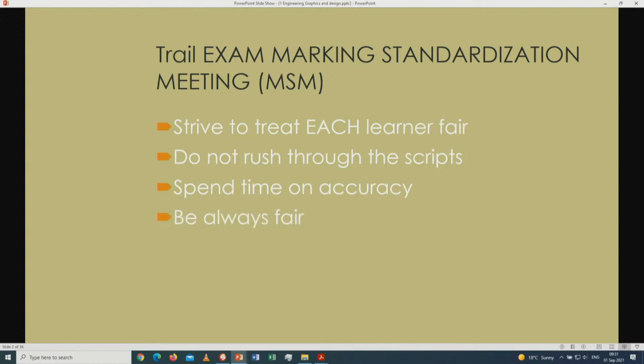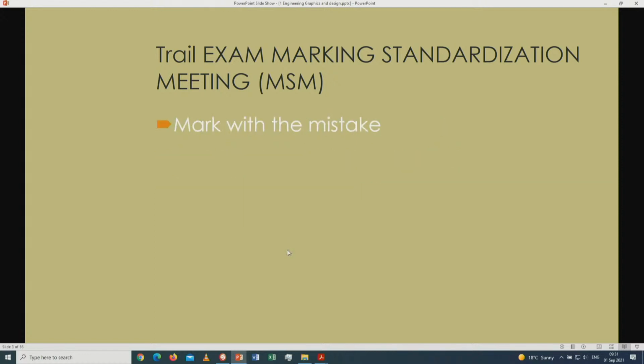All right, always be fair when it comes to the learners and to the marks itself, and then also mark with the mistake. That is very important. Many teachers don't know how to mark with the mistake, because the learner has made a mistake and now makes another mistake on the mistake, but does it correctly from there onwards. So you have to mark with the mistake in that regard.